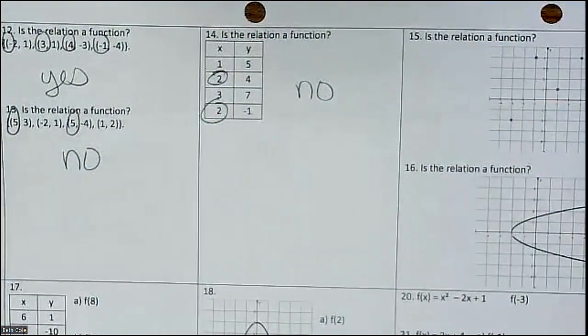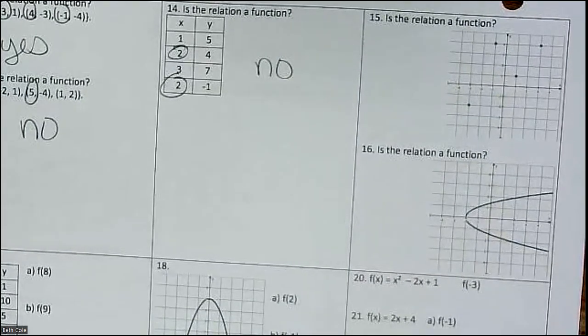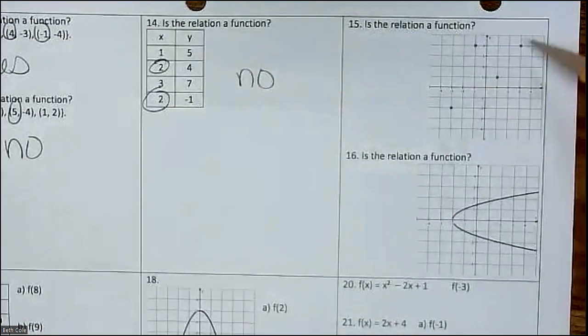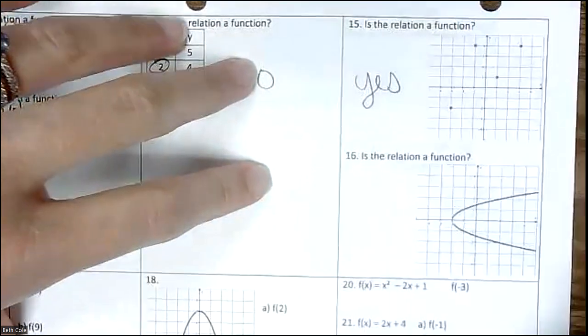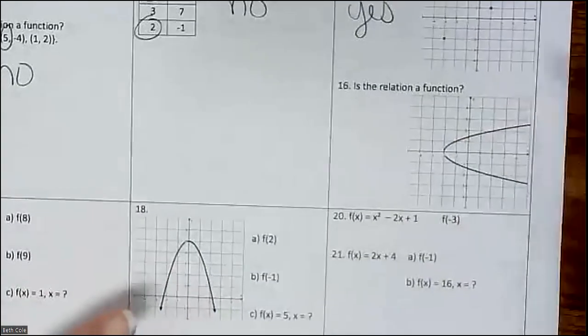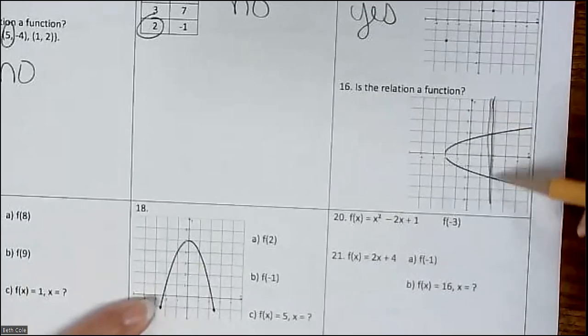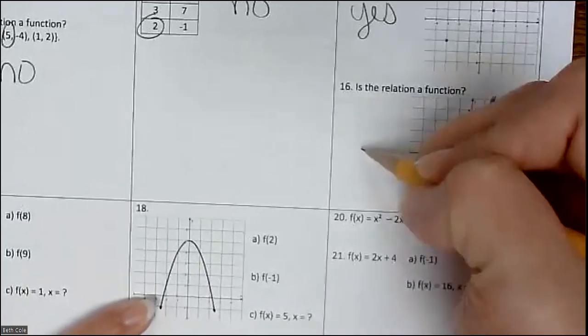Now, when you have a graph, it's the vertical line test. If the vertical line hits more than once, then it's not a function. So what do you think for this one? It's just random 4 points. Good. That one's yes. If you have 2 dots right on top of each other like this, it would be a no. And what do you think about 16? That is no. Do you see how if you draw a vertical line, it's going to hit twice?